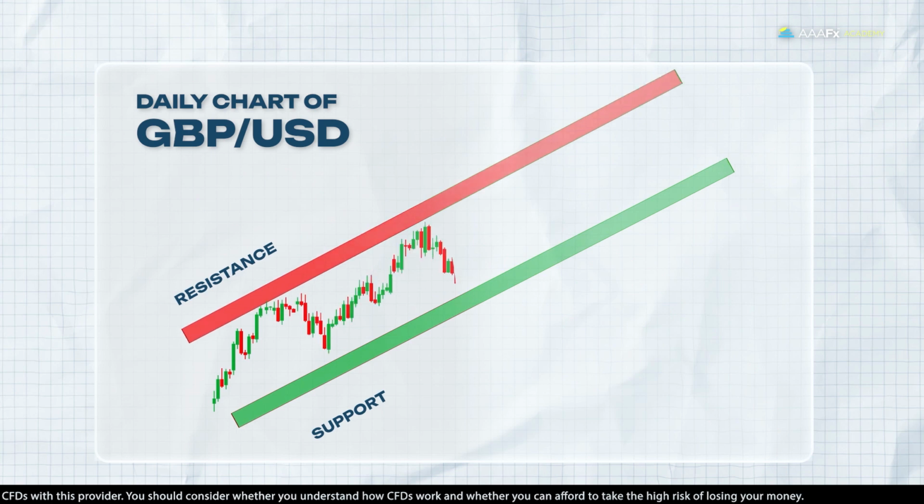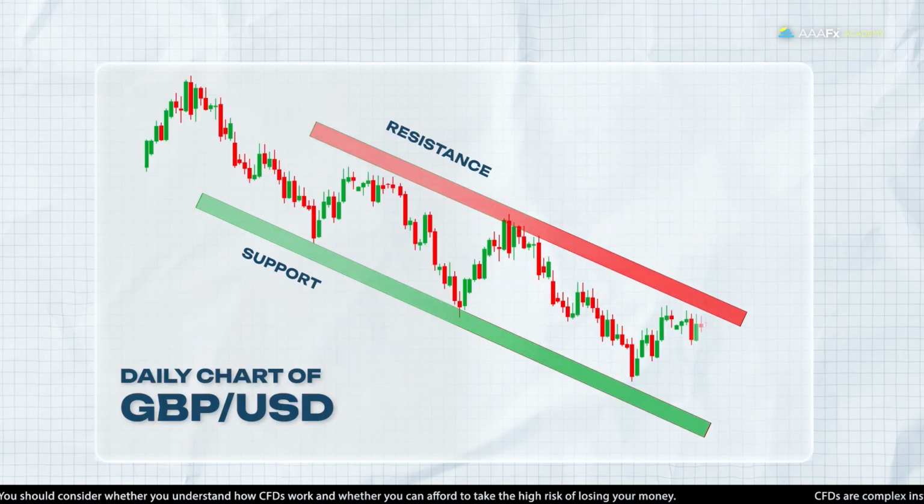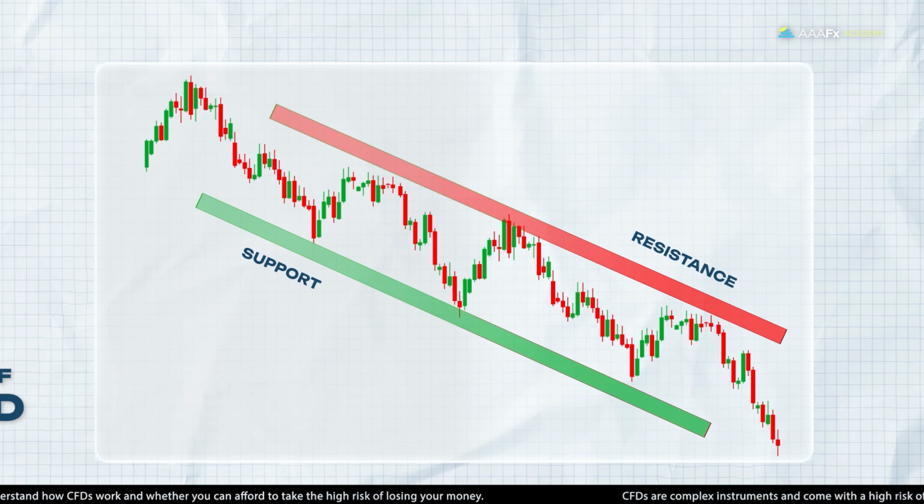In an uptrend, they show rising support connecting higher lows. In a downtrend, they show falling resistance connecting lower highs. Traders can use these lines to trade with the trend or spot potential reversals.